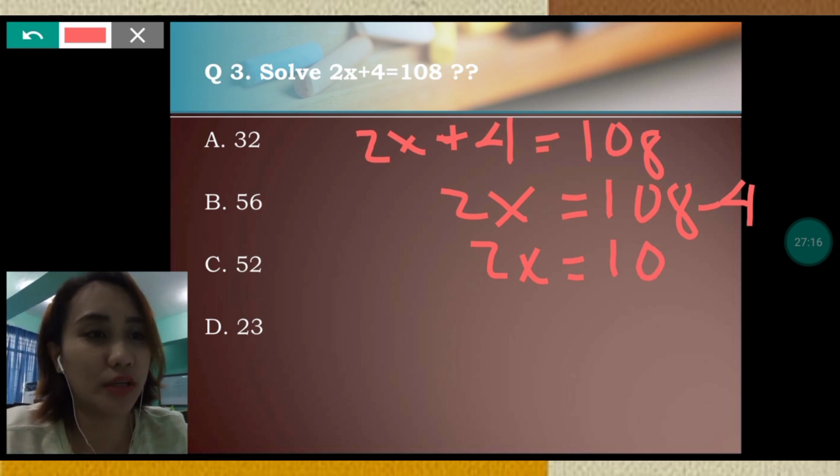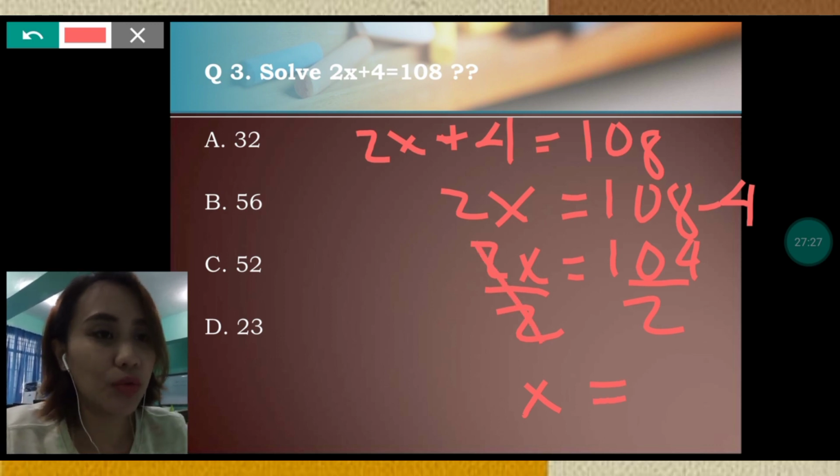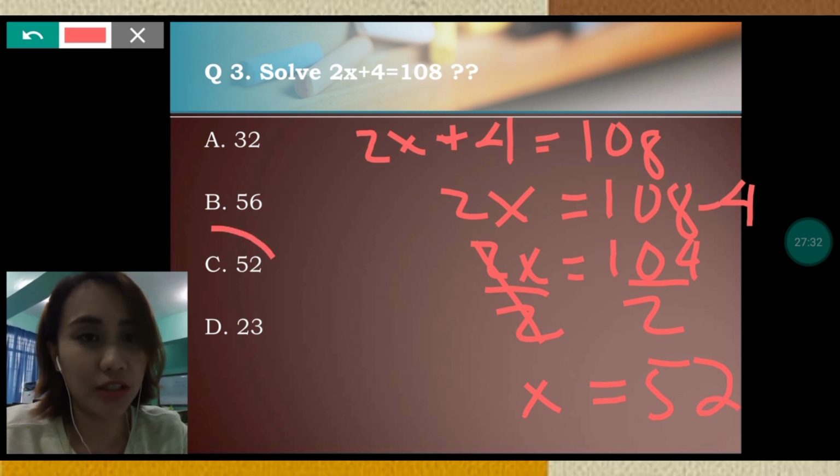That's 104. Then dividing both sides of the equation by 2. Therefore, x is equal to 52. That is letter C.